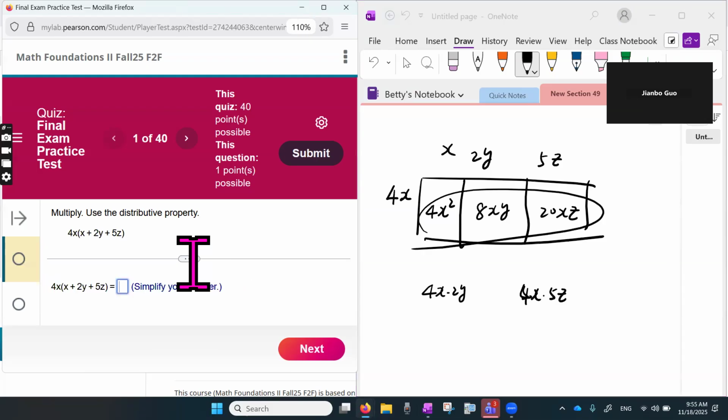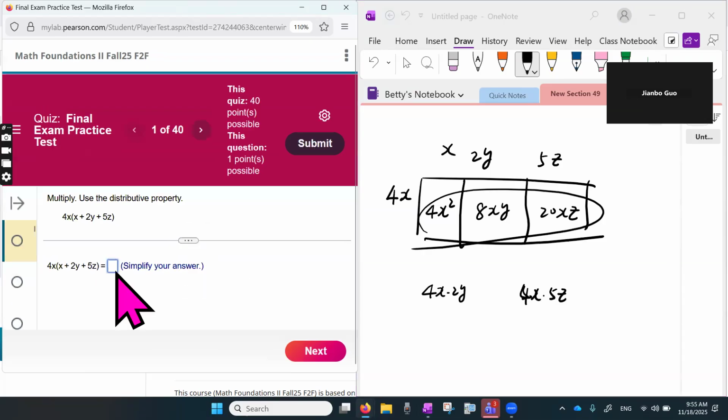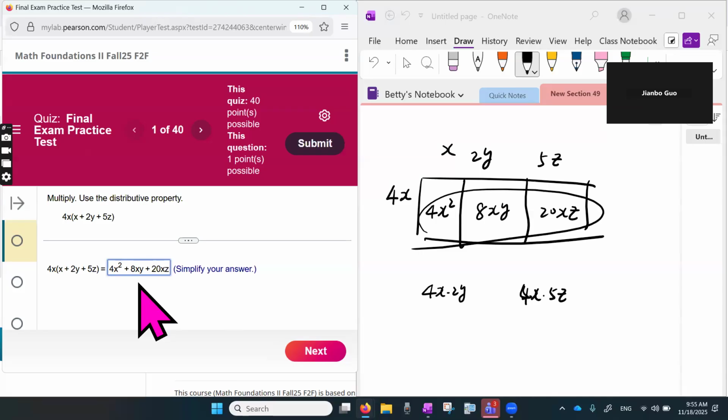Let me make this smaller, then I can see the whole picture. 4x squared plus 8xy plus 20xz. Make sure you double check your entry. Make sure what you're entering in the cell is what you intended to.